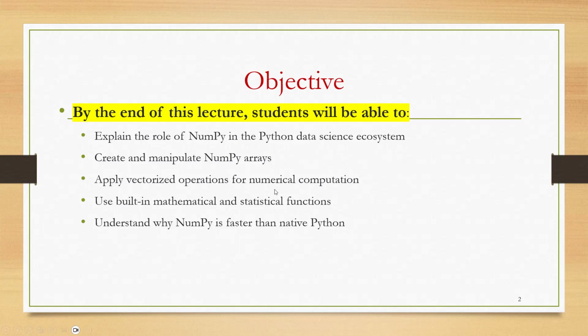And also in data science, we are talking about large data sets. Using a list would slow things down, so NumPy is a good candidate for large data sets. So that's this session: understand why NumPy is faster than native Python. That's our main objective here.